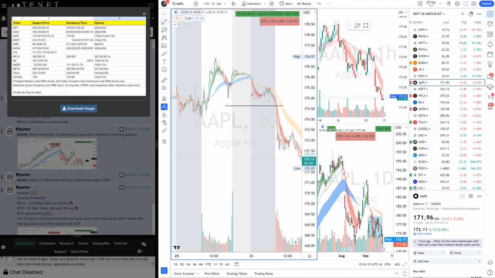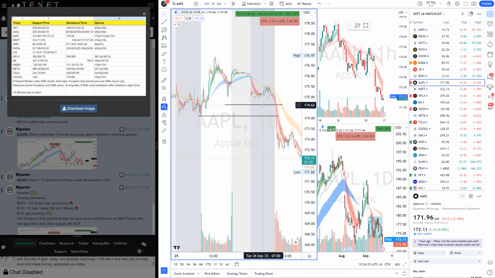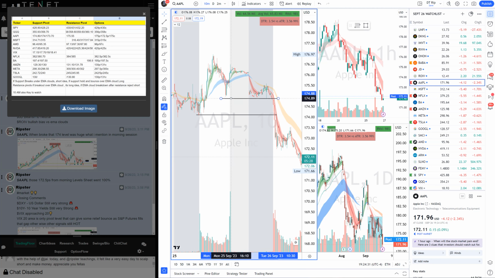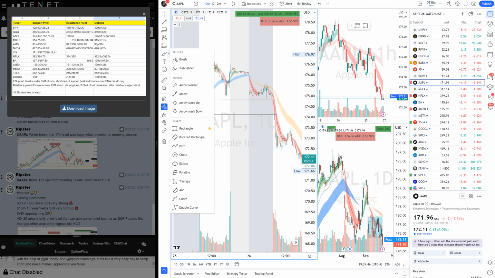So this level 174 was from yesterday's lows, right? And then there was also a level at 174.80 right here. No rocket science. The levels were right from there, and it broke down. EMA Clouds bearish. You take a short, high of the candle as your risk, and then you trade it all day into the first consolidation.